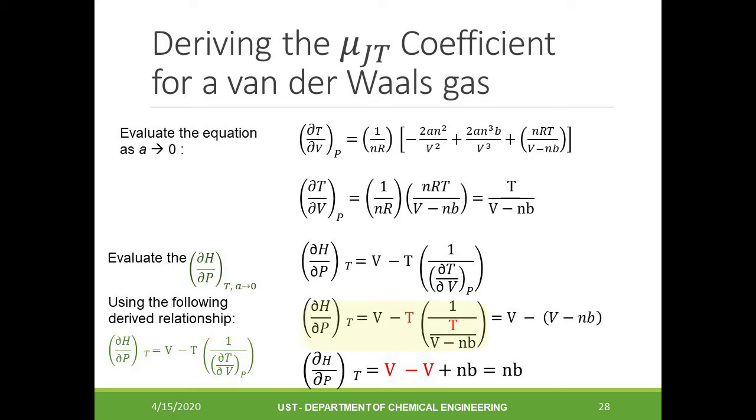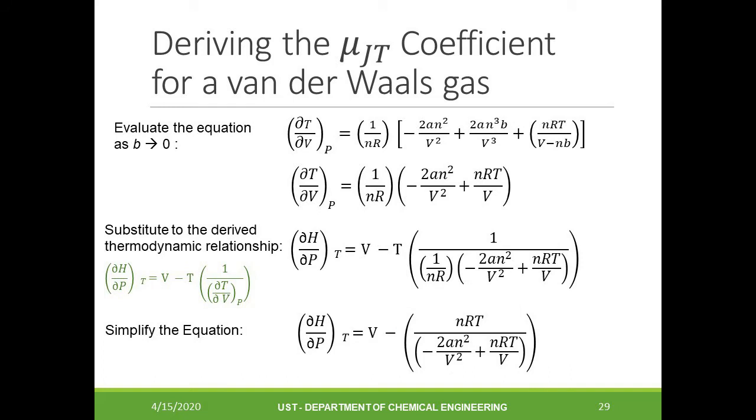We can then cancel out the temperature term, and apparently the volume term will also cancel out. Overall, this gives us the enthalpy dependence on pressure simply equal to NB. Now, what does this tell us? If the attraction term A is 0, then the enthalpy dependence on pressure is simply equal to NB at a given temperature condition.